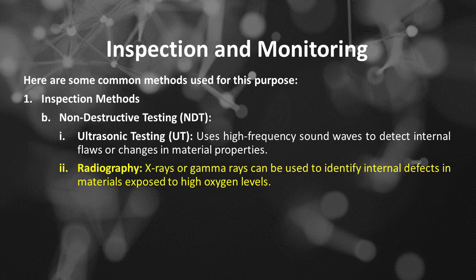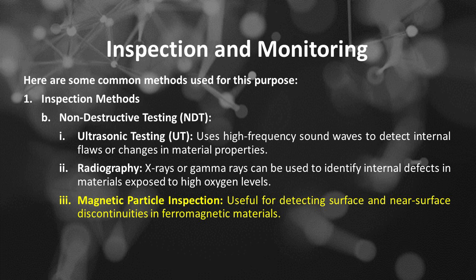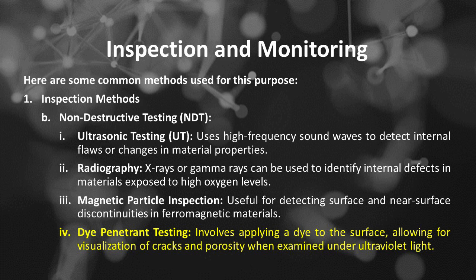The second of non-destructive testing, or NDT, is radiography. X-rays or gamma rays can be used to identify internal defects in materials exposed to high oxygen levels. The third of non-destructive testing, or NDT, is magnetic particle inspection, useful for detecting surface and near-surface discontinuities in ferromagnetic materials. The fourth of non-destructive testing, or NDT, is dye-penetrant testing, involves applying a dye to the surface, allowing for visualization of cracks and porosity when examined under ultraviolet light.